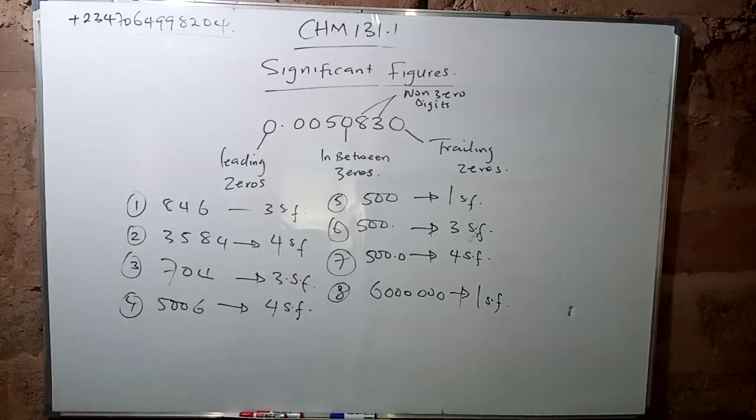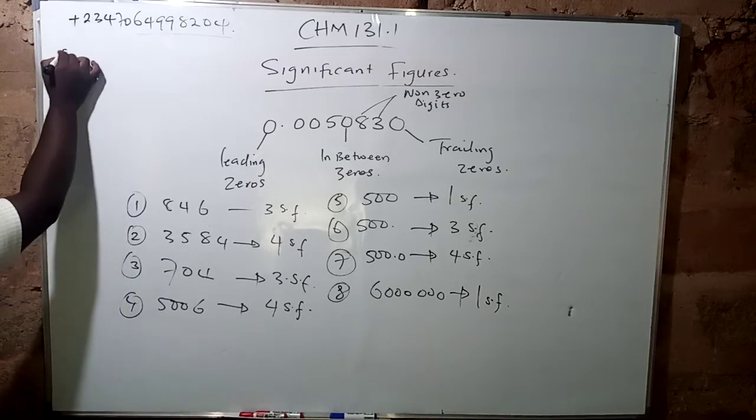Now, we have talked about zero to the right of a non-zero number. What about zero to the left of a number? Zero to the left of a number. What if you have something like this? That is example number 9.